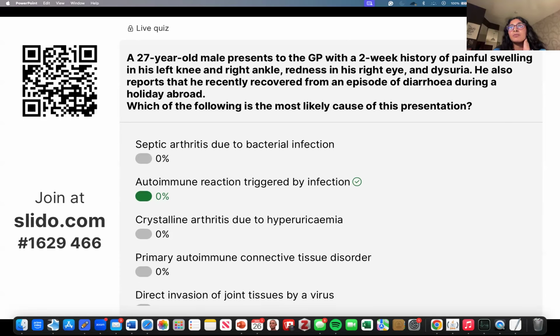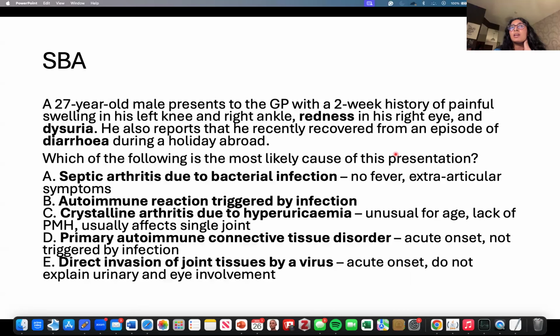But this is probably reactive because we've got this triad going on of, you might have heard, can't pee, can't see, can't climb a tree. So dysuria, can't see, redness in his right eye, can't climb a tree, painful arthritis. And you've also got a clear preceding infection as well with the diarrhea after being abroad. So yeah, septic arthritis, we've not got any mention of a fever.